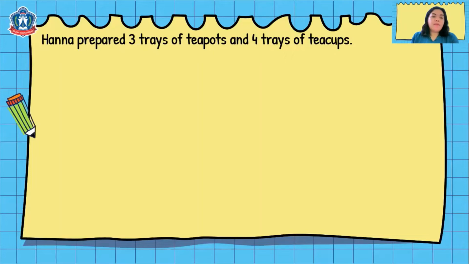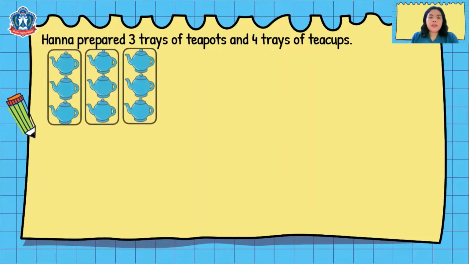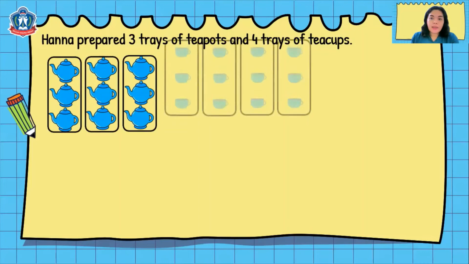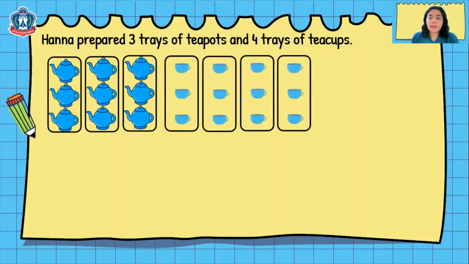Another example, Hannah prepared 3 trays of teapots and 4 trays of teacups. So we have 3 trays of pots and 4 trays of teacups.